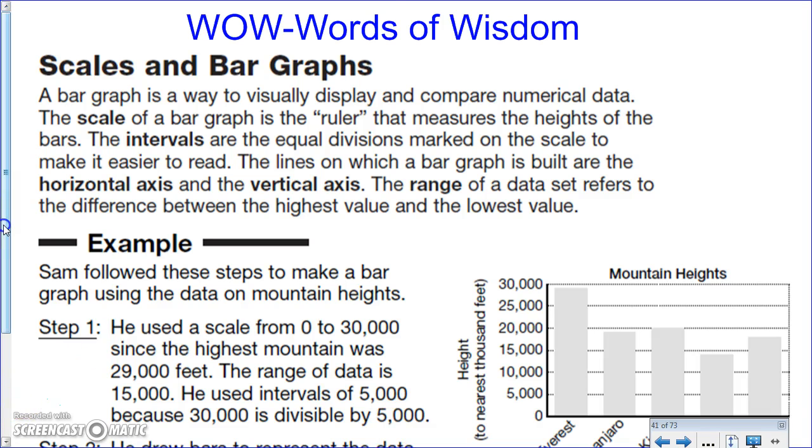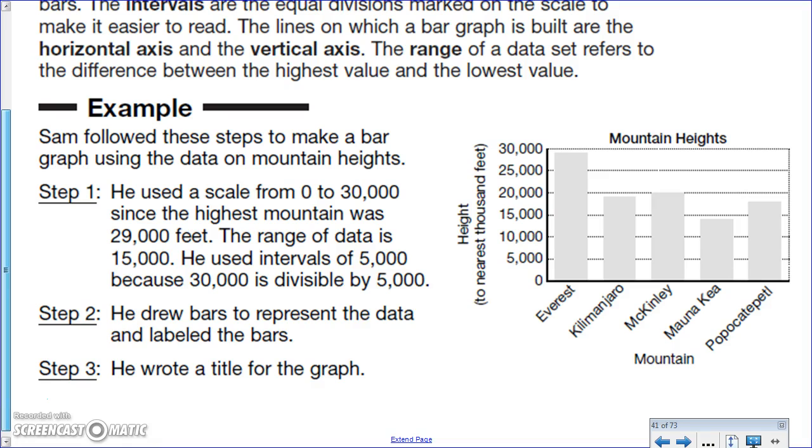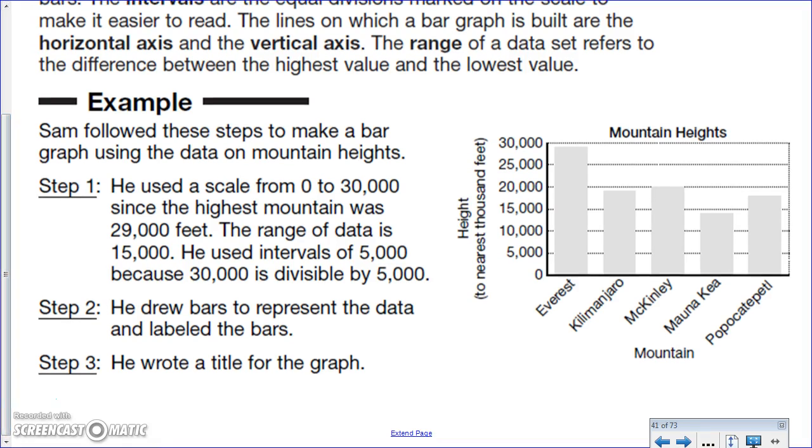Looking at our example, Sam followed these steps to make a bar graph using data on mountain heights. Step 1. He used a scale from 0 to 30,000 since the highest mountain was 29,000 feet. The range of the data is 15,000. He used intervals of 5,000 because 30,000 is divisible by 5,000. So if you look on the vertical axis, the up and down bar, you can see he goes from 0 to 30,000, and each time he goes up a line, which are evenly spaced apart, he goes up by 5,000. It's the same interval every time.